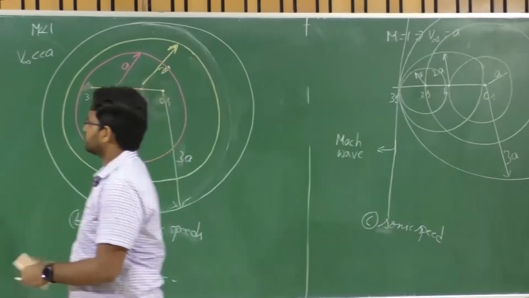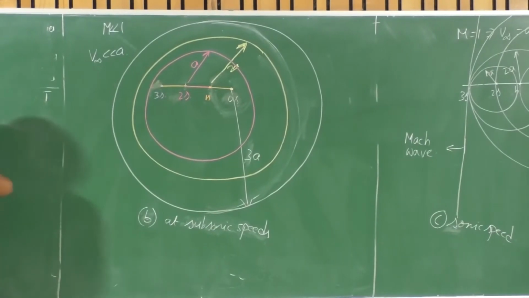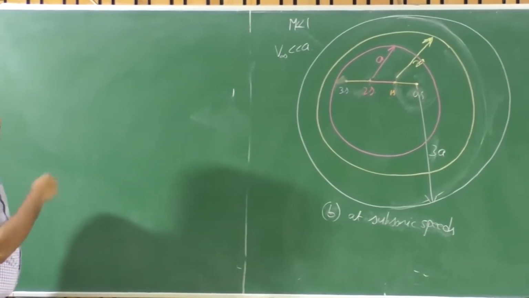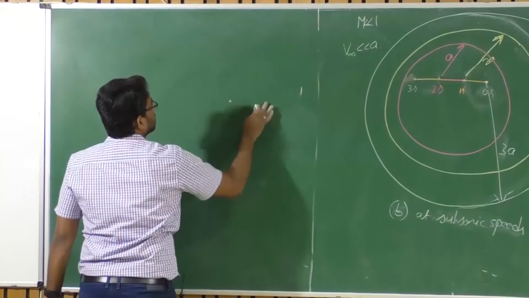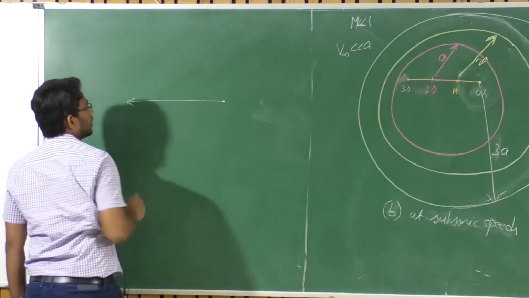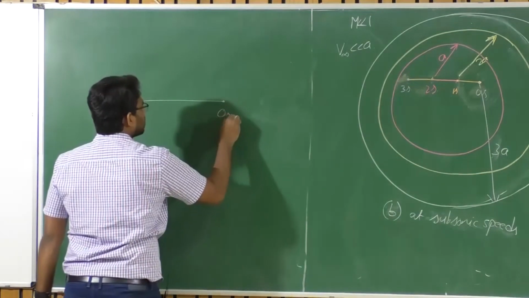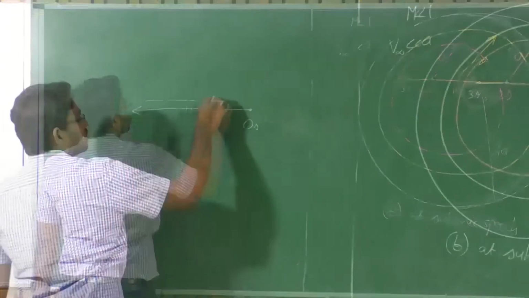Right. So let us now consider a case when you are moving faster than the speed of sound. So what happens when you are moving faster than the speed of sound? This will be interesting, right, isn't it? So let us consider this is the path that you are moving, right? So say this is at 0 seconds. So 1 second location.